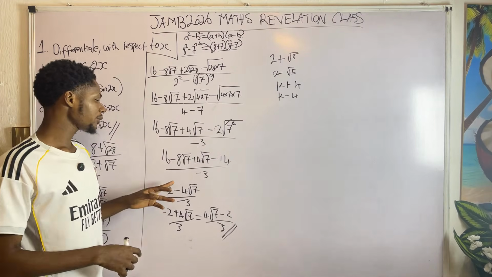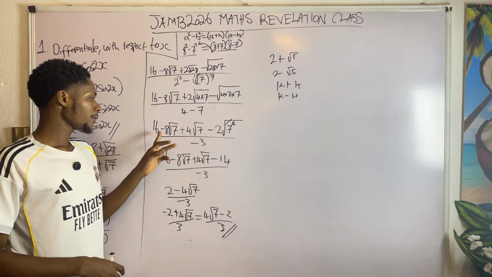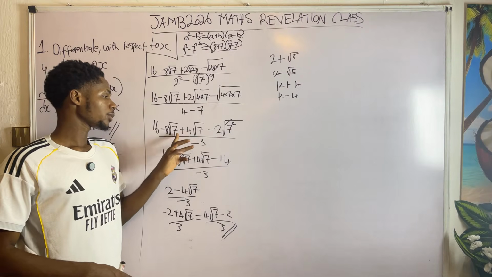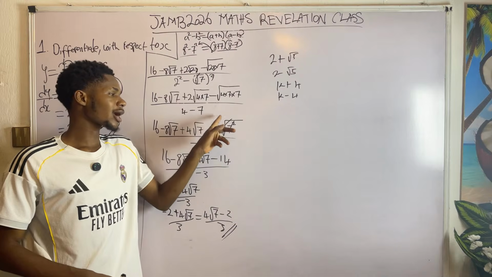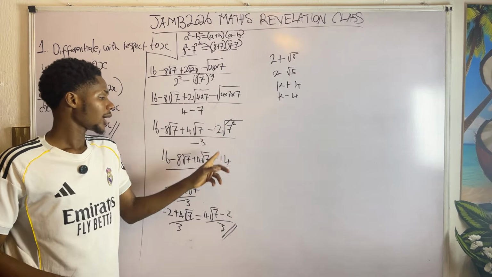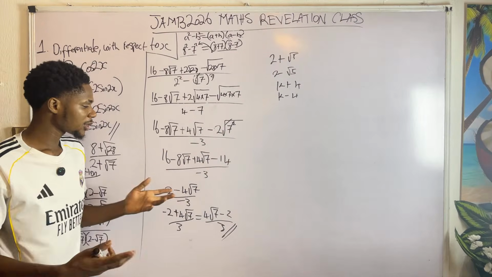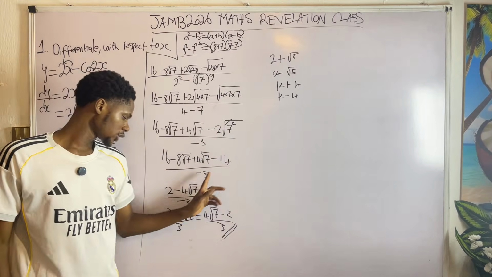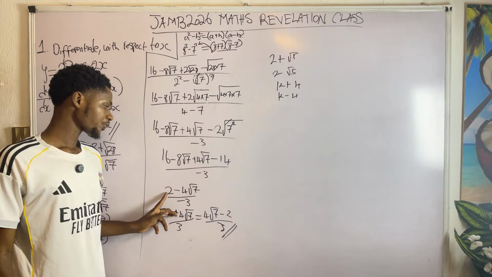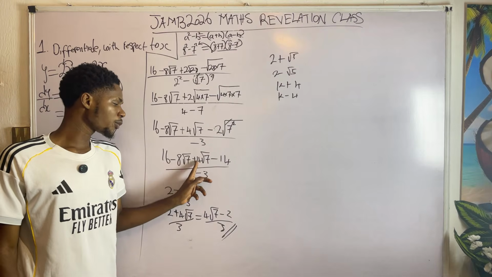What is the next step? Okay, now 16 is what we're having here, minus 8 root 7 is also there, plus 4 times 7. Okay, the square cancels the square, just like what we had here, and we are left with 7. Now that 7 is going to multiply to be 14. Simplify further. 16 minus 14 is what now? 2. Then minus 8 root 7 plus 4 root 7.